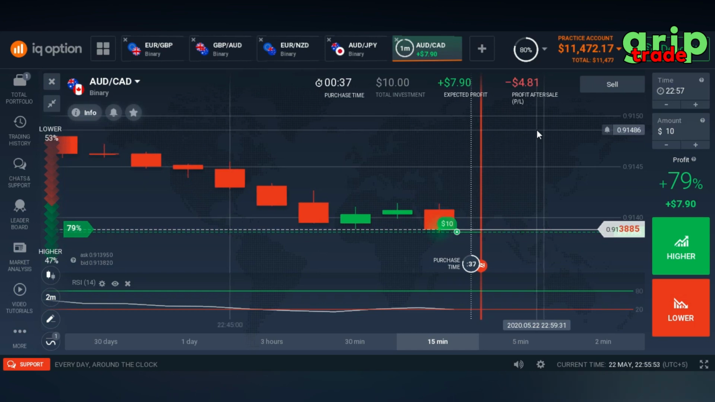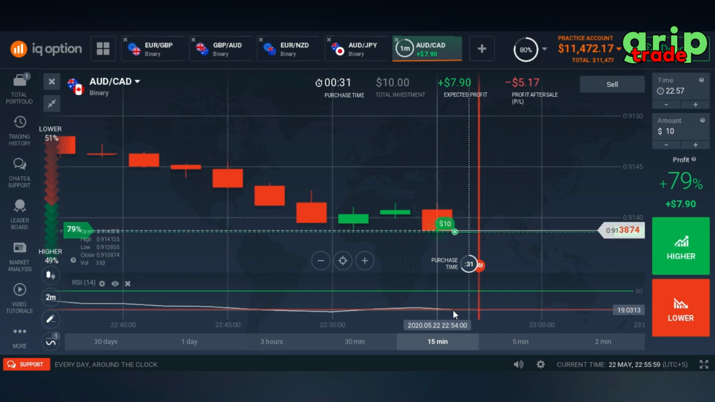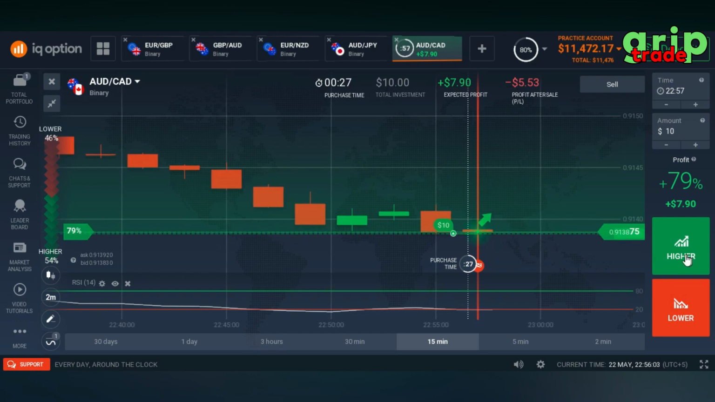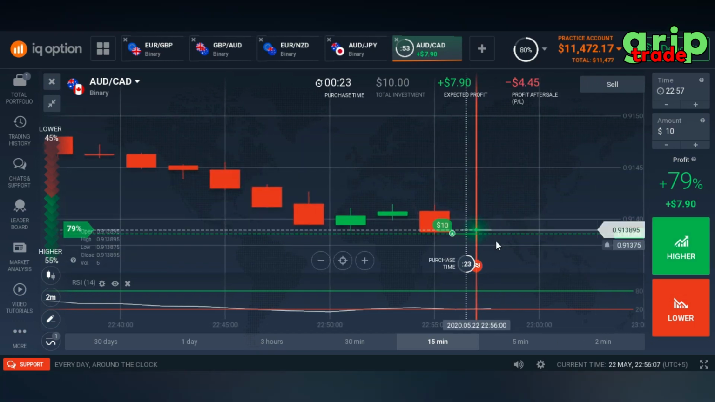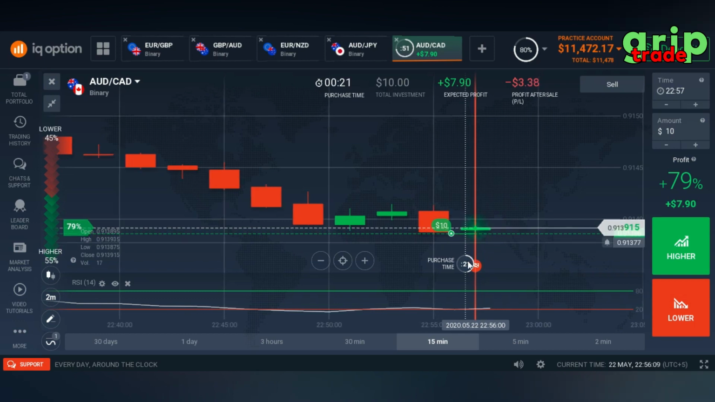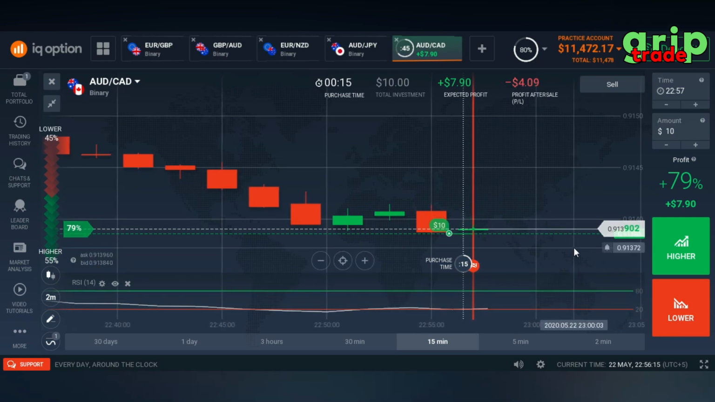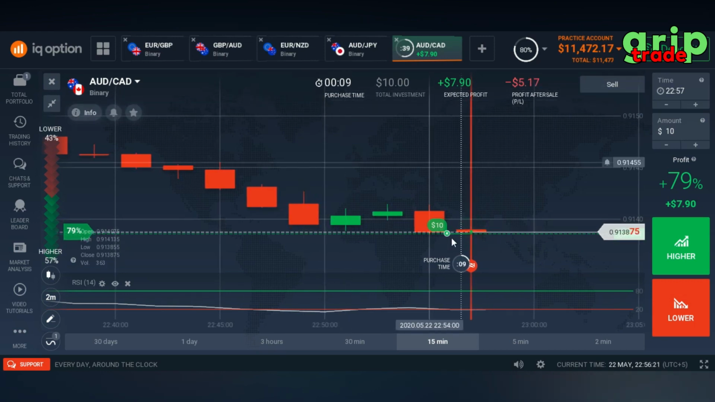The white RSI line was touching the oversold red line, so we should put a buy signal at the very same point. Similarly, when this RSI white line touches the overbought point, which is the green line, we need to put a lower signal. All you need to watch out for is that the trade time should be less than 30 seconds when you open a trade.